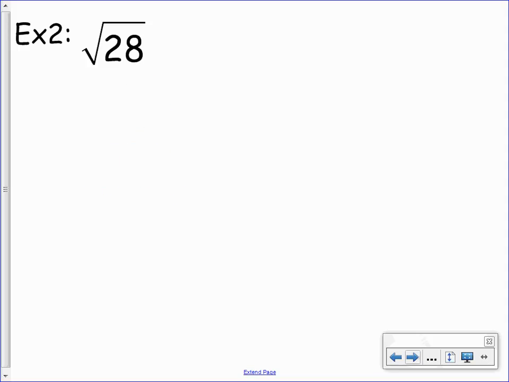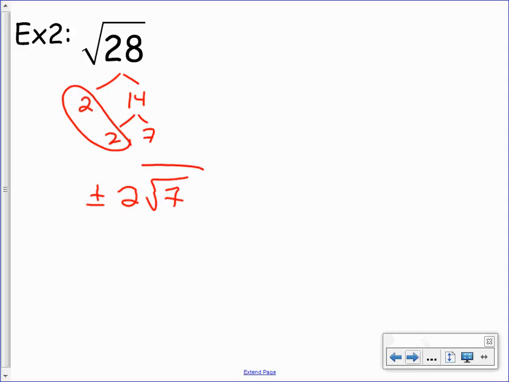We did this one on the board. Let's see why. Smallest prime that goes into 28: 2. It's even, right? If it's even, automatically divide out 2. So it's 2 times 14. 14's even, so 2 goes into that. 2 times 7. When you have a pair, it comes outside the house. The 7 cannot go outside because it doesn't have somebody to go with. So it's plus or minus. The 2 comes outside the house. The 7 stays inside the house.